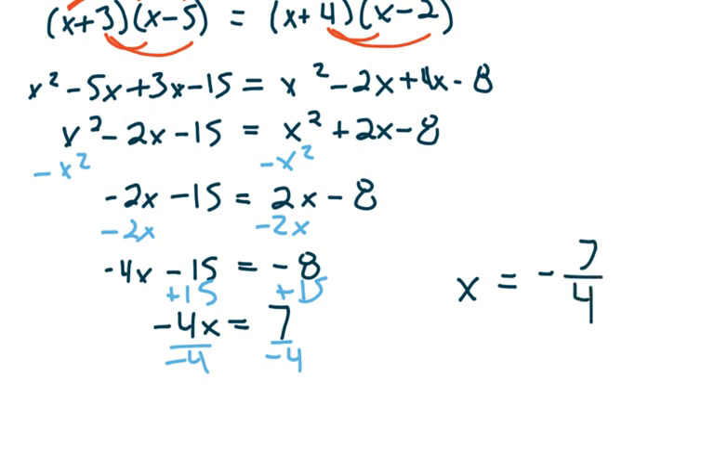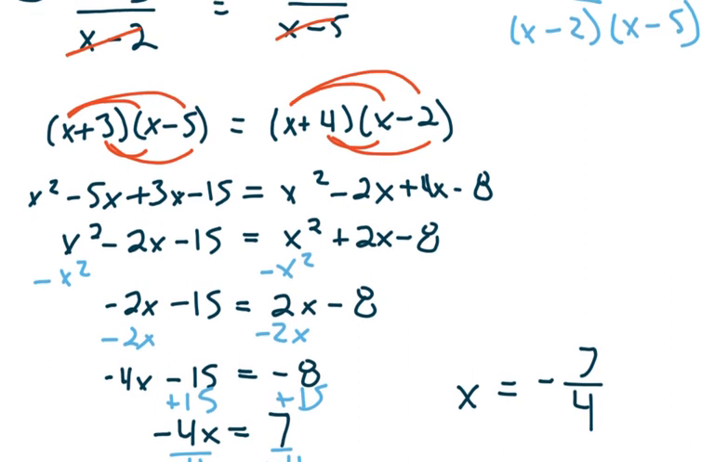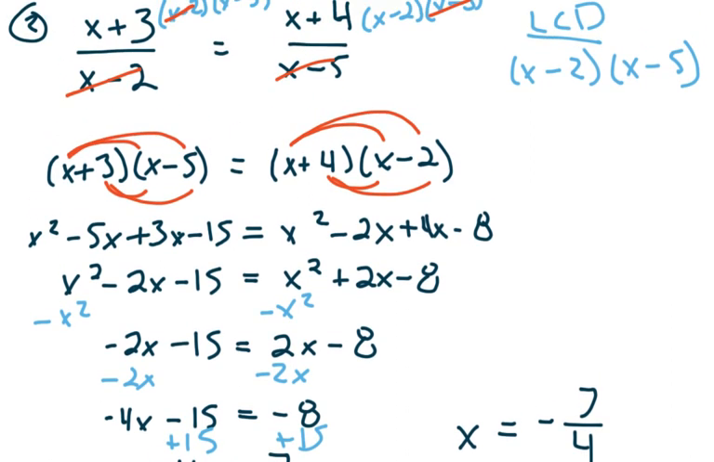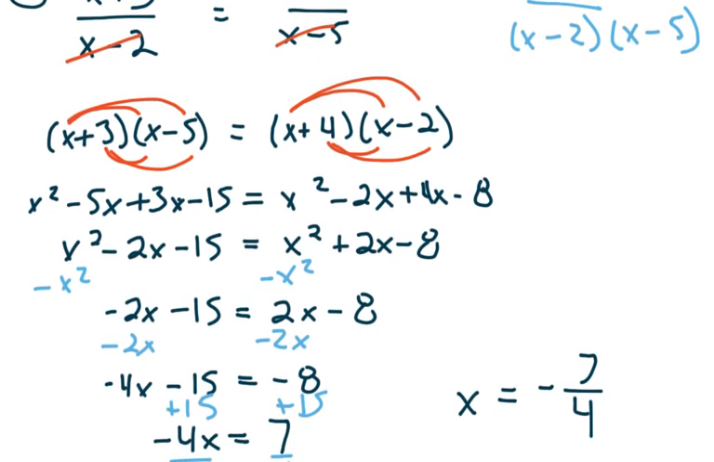Now we need to make sure it doesn't make our denominators equal 0 before we box it. So if I look at my original denominators, negative 7 over 4 minus 2 does not equal 0, and negative 7 over 4 minus 5 does not equal 0. So this answer works, so we can box it.